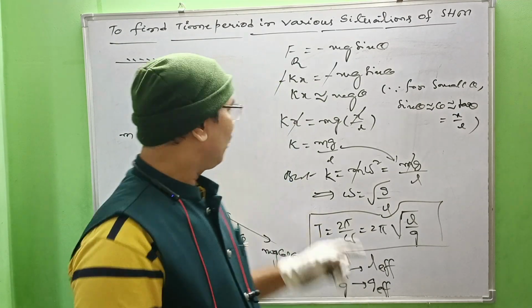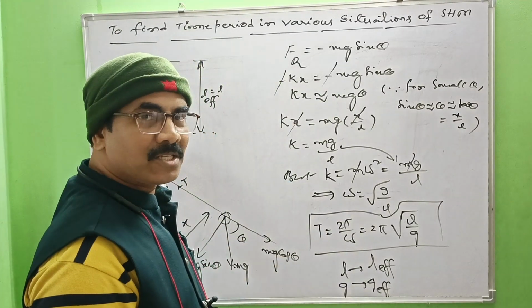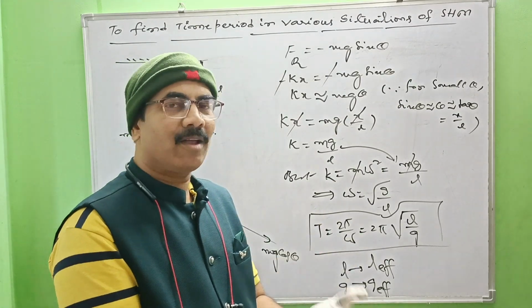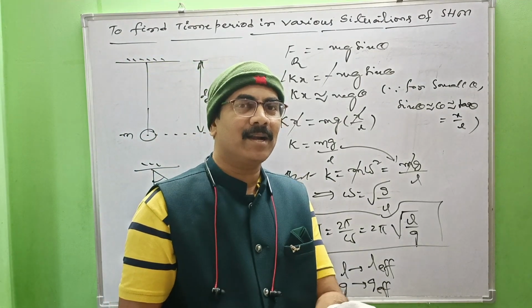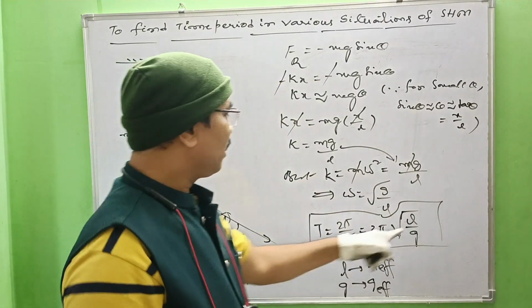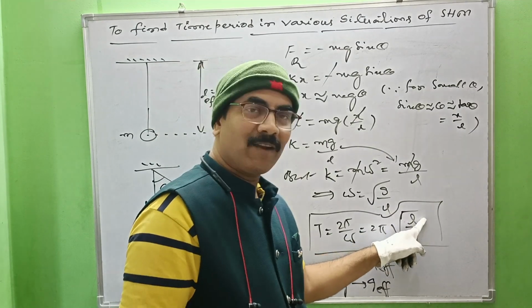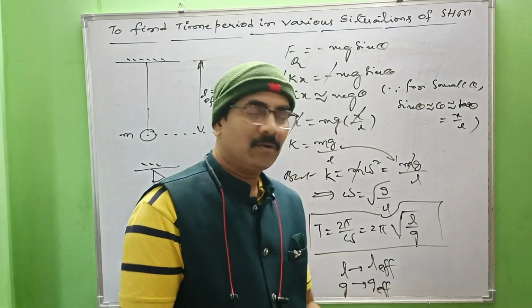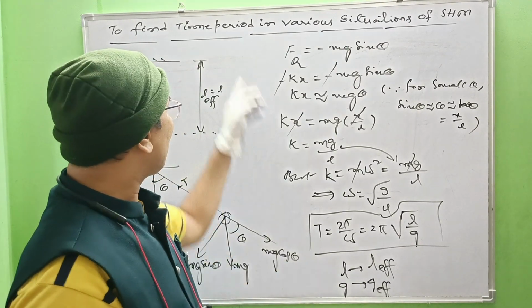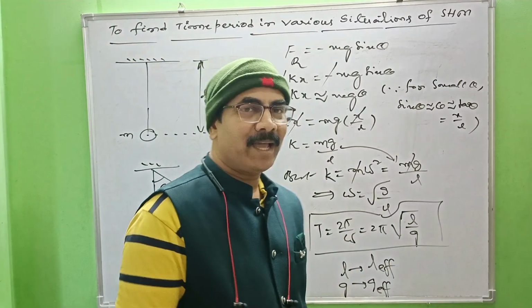Right? If in a given sum the mass is shifted, either upwards or downwards, then the effective length also changes. So that's why in general L stands for effective length, and G stands for effective acceleration due to gravity. So what is the expression for time period here? T equal to 2 pi root over L by G.